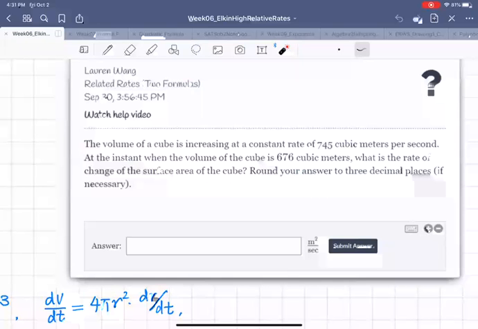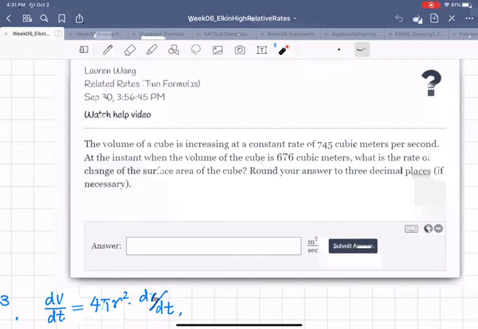Okay, go ahead, do this related rates question. The volume of a cube is increasing at a constant rate of 745. At the instant when the volume of the cube is 676 cubic meters, what is the rate of change of the surface area of the cube?